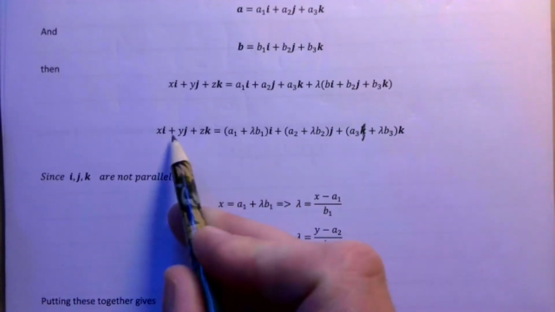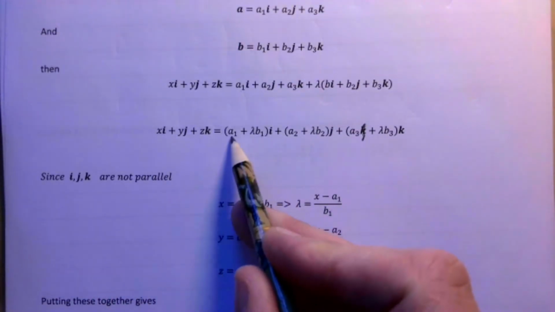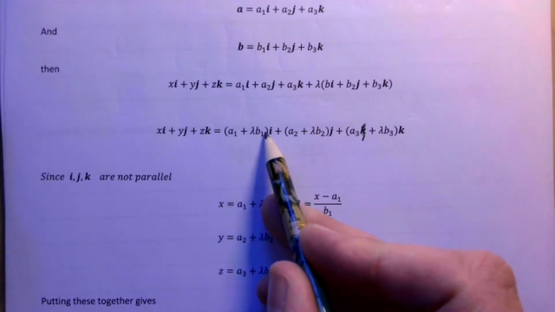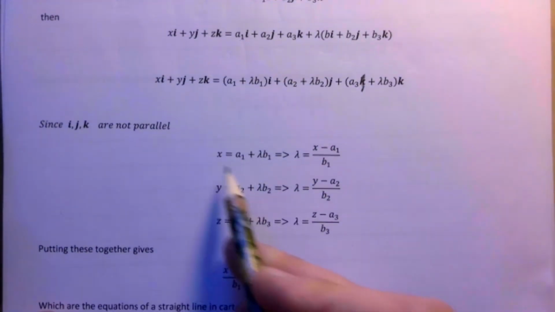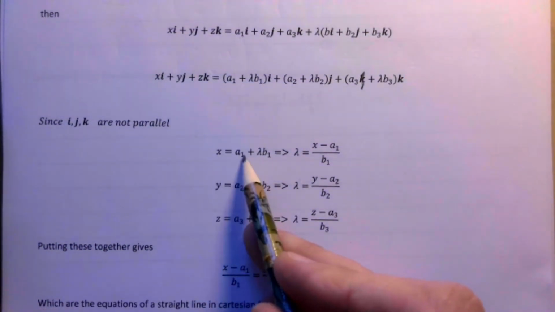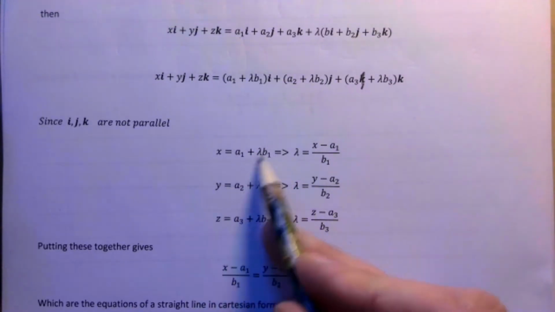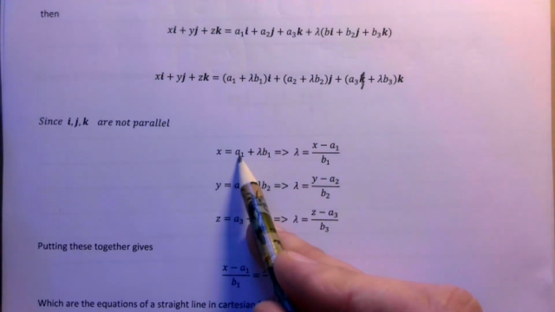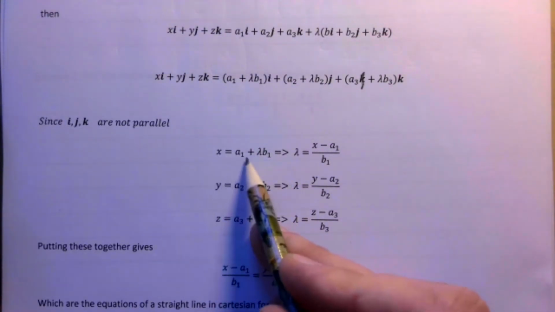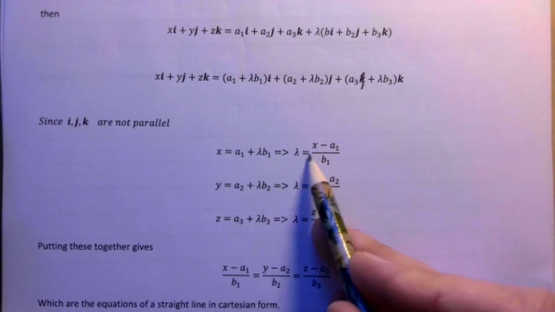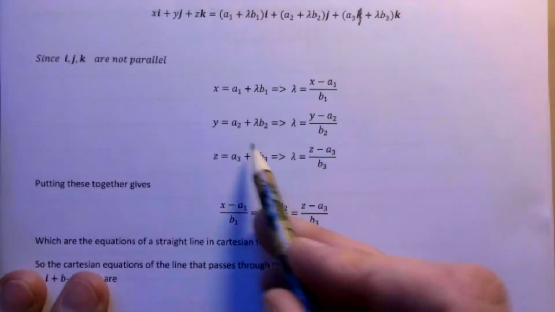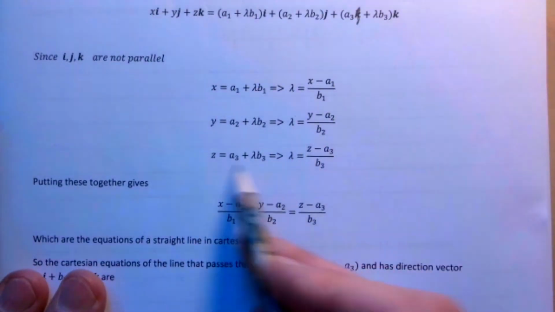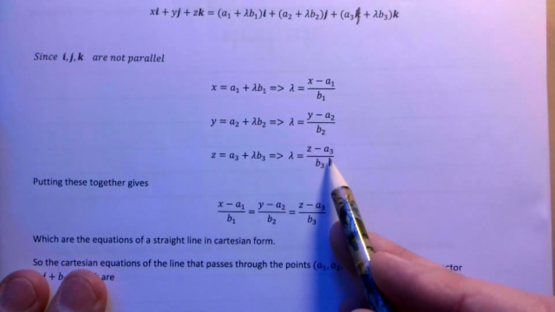And what you'll find is that the xi and the a1 plus lambda b1, we can equate those two because that's the i part and that's the i part. Since i, j and k are not parallel, then x is a1 plus lambda b1. If we rearrange that, taking away a1 from both sides and dividing by b1, I get the lambda. So lambda equals x minus a1 over b1. Same then for y, which is this, and the same for z, which is this.